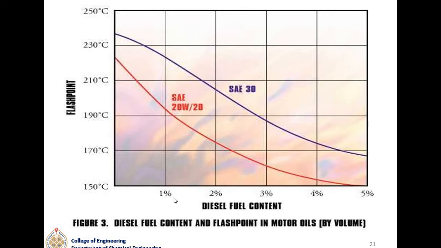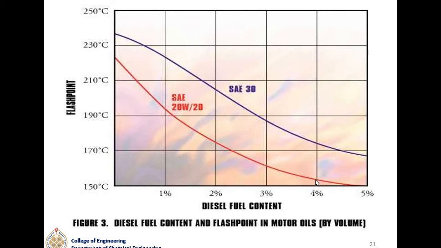What does it tell me here? It tells me that if you have 1% diesel, this is the temperature at which it's going to ignite, to flash, to give us fire. If you have 2% of diesel, of course you need less temperature. If you have 4% of diesel by volume, this is all by volume.